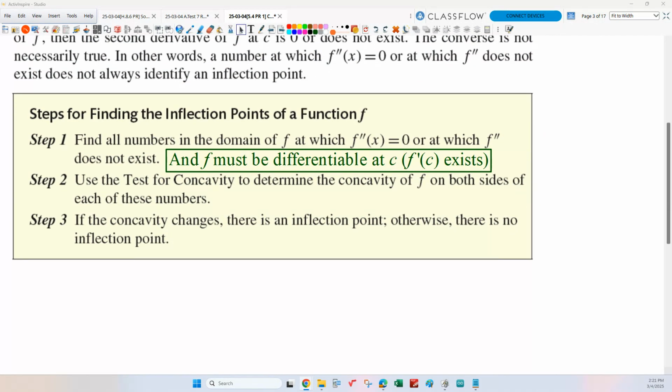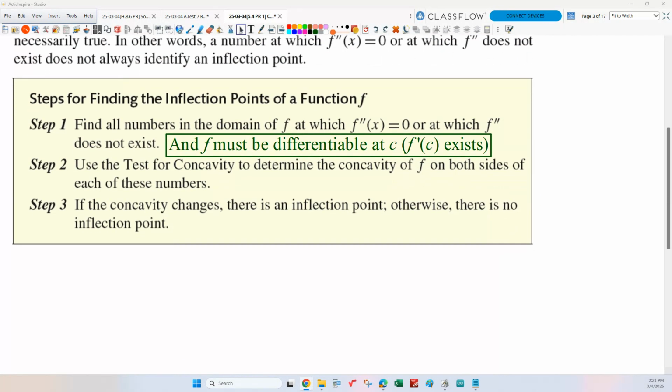So then what's our strategy for finding inflection points of a function f? This is what we just started working on. What are we going to do? We're going to find all the numbers in the domain of our function for which the second derivative is equal to 0 or where it doesn't exist. Now there's something else. I think they kind of left something out there though. Because for us to be able to take a second derivative, the first derivative needs to be defined, right?